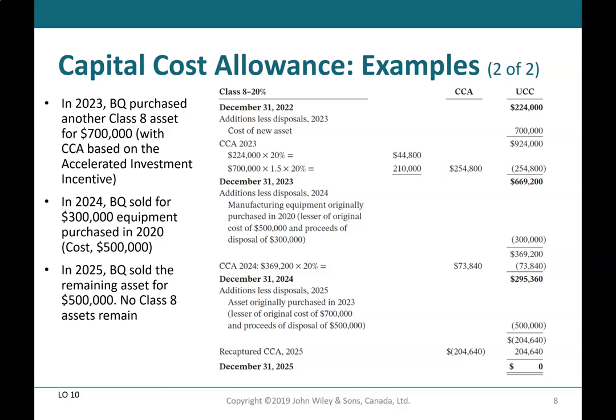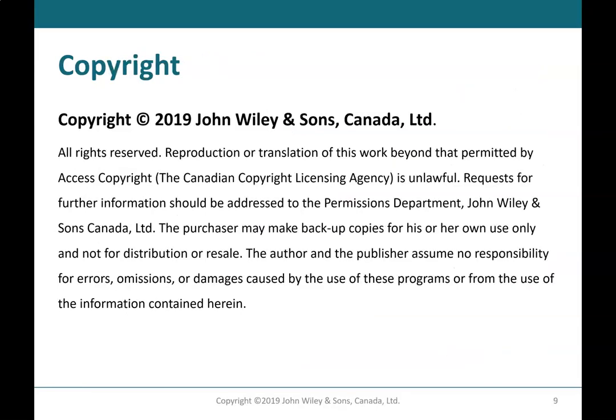In 2025, BQ sold the remaining asset for $500,000. No Class 8 asset remains. So in December 2025, the lesser of original cost of $700,000 and proceeds of $500,000 is $500,000, to get a balance of negative $204,640. And this will be considered recapture for 2025 of $204,640, for an ending balance at December 31st, 2025 of 0. The end.